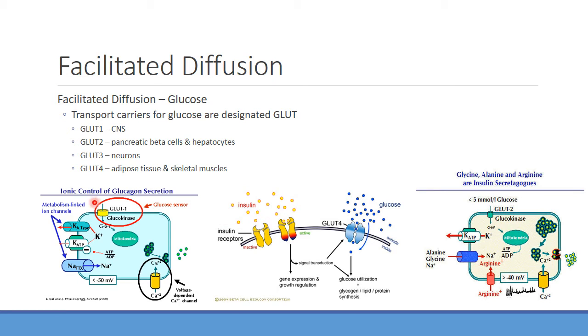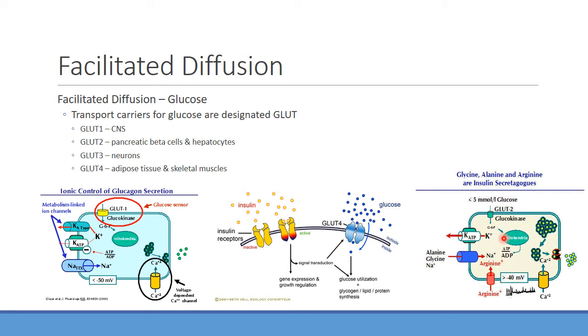And this is another good example. See the GLUT2. This is a good one where it's monitoring for when you have too much blood sugar around. This actually helps to regulate secretion of insulin by having glucose coming into the cell here. With these GLUT2 transporters, you're able to have metabolism of that glucose, and we produce ATP, right?